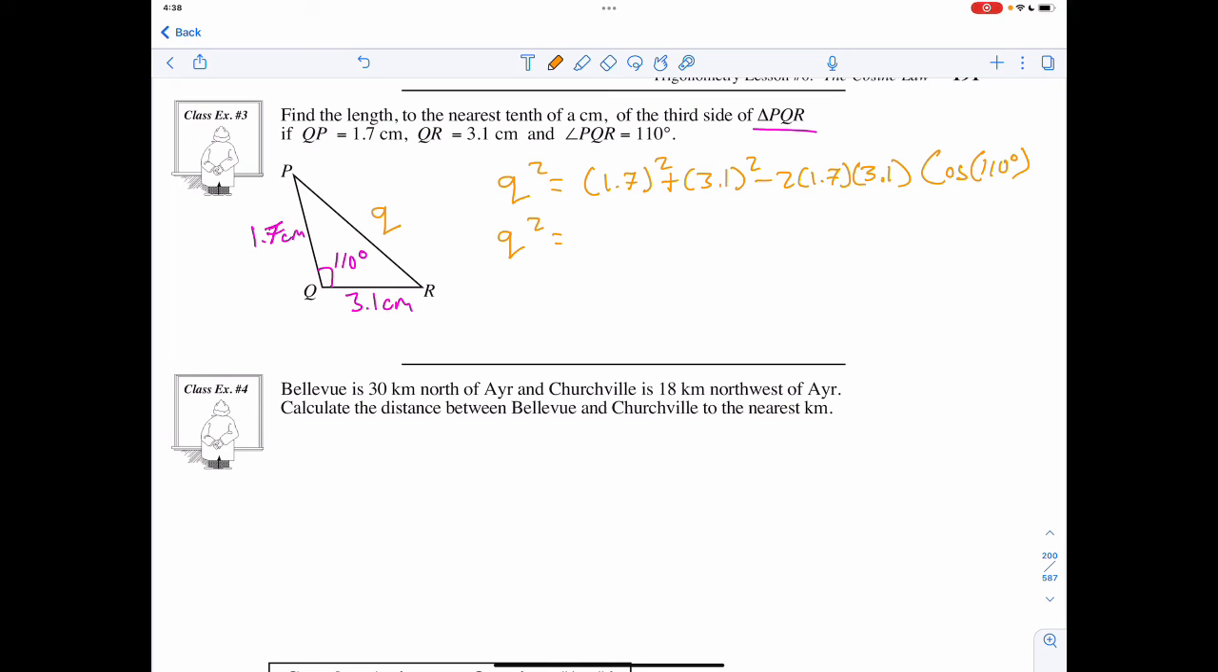Q squared is going to equal 16.104 yada yada yada. And don't forget, this thing most people mess up, you still need to square root the answer in the end to solve that. Q is actually, rounded to the nearest tenth, 4.0 centimeters.